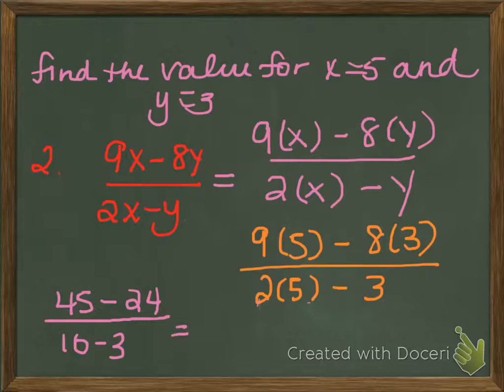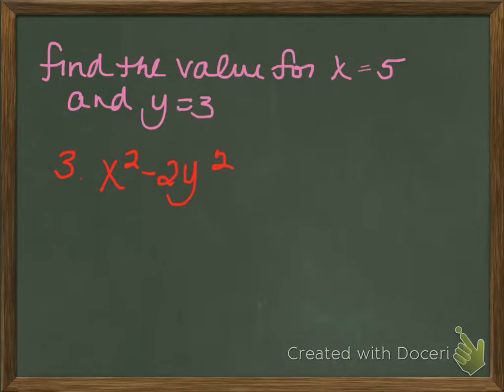Now I go back to the numerator. The only thing I have in the numerator is subtraction, so I have 45 minus 24. That's 21. 10 minus 3 is 7. Then 21, don't forget fractions are division, so 21 divided by 7, the answer is 3.